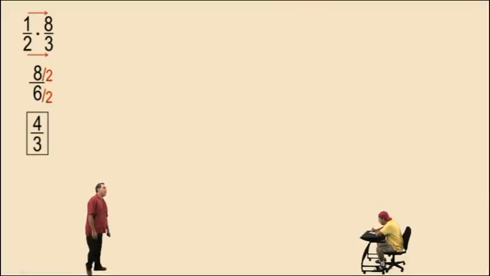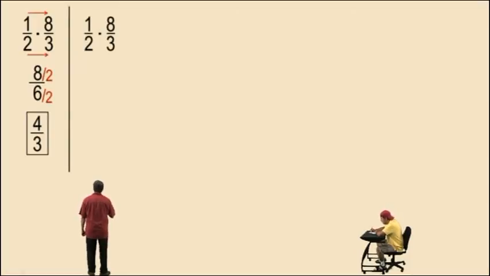Now, can we reduce before we multiply? Well, that's something called cross-canceling, or that's what some people call it. Remember, you can only cross-cancel when you have the operation of multiplication there. Remember, 8 and 2 have a common factor of 2, so why not, before we multiply, divide that common factor out?